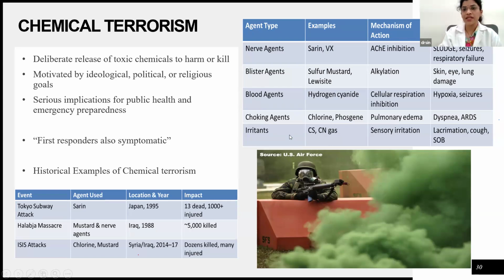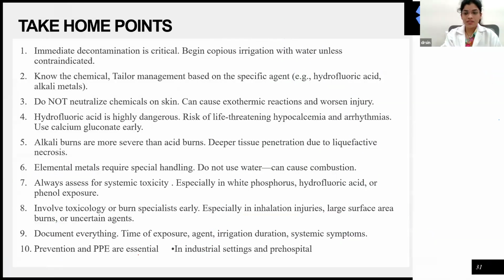And in case of irritants like CS and gas, there is sensory irritation that is seen, and people come to us with lacrimation, cough, SOB, and such symptoms. So this was about chemical burns, some notable chemical gas leak accidents, and chemical terrorism.